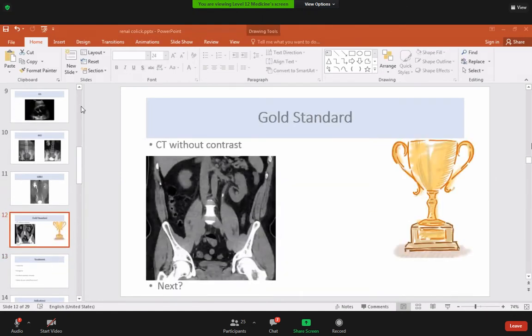Now the gold standard for it is CT without contrast. That is the gold standard, and we can do it in emergency setups also. That gives you a very detailed picture of everything. So for renal stones and renal pathologies, CT without contrast is the gold standard. We can go for CT with contrast, but even the CT without contrast is very beneficial.